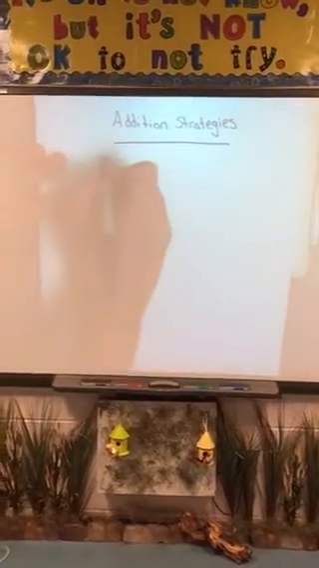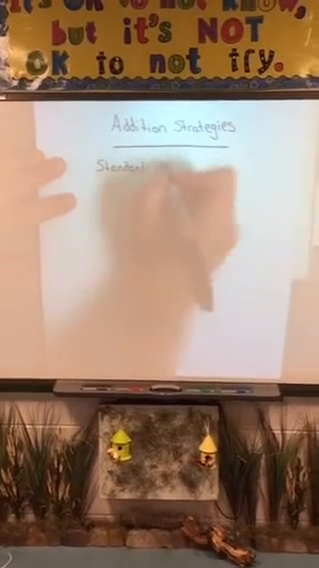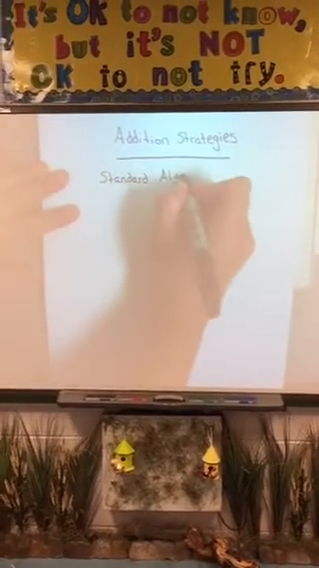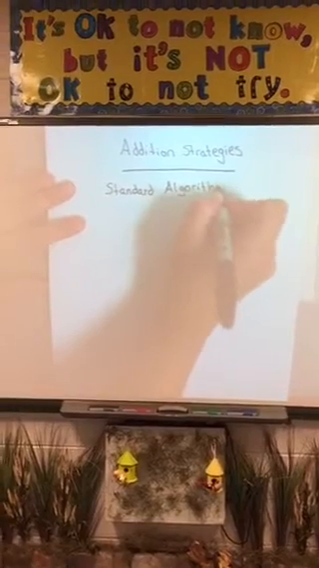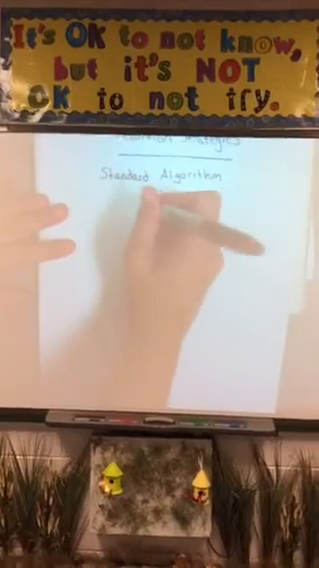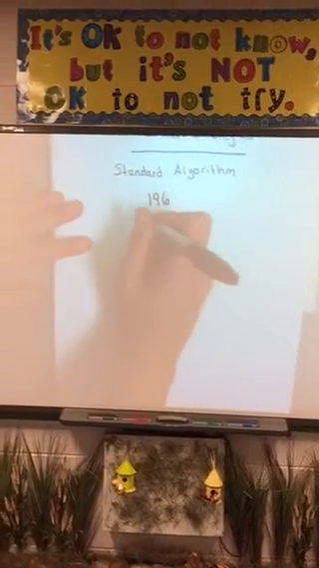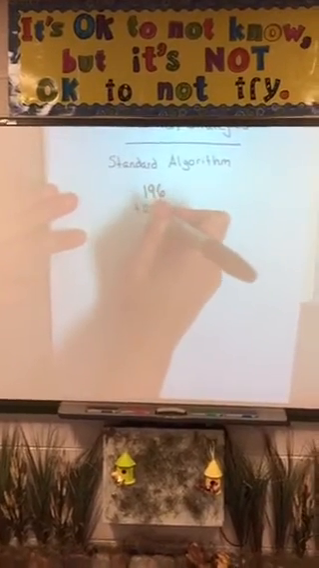So you and I learned addition using the standard algorithm. For each strategy, I'm going to use the same numbers so you can see the differences. So 196 plus 257.